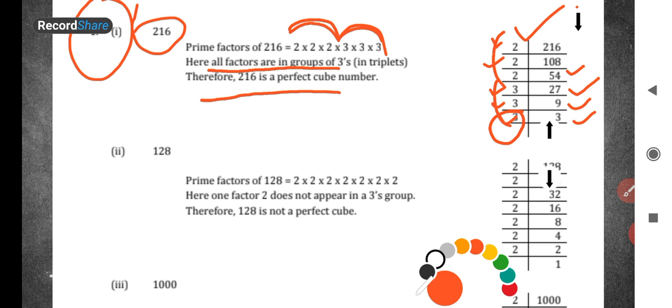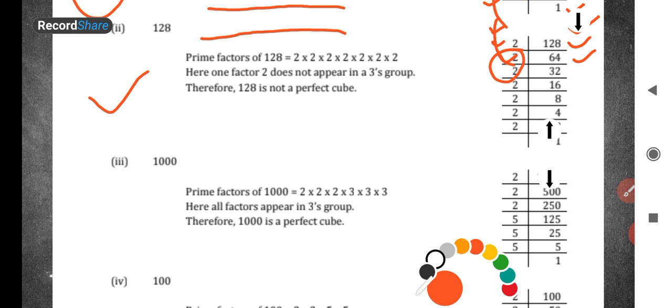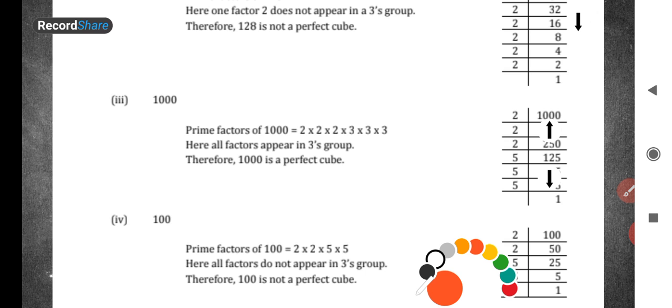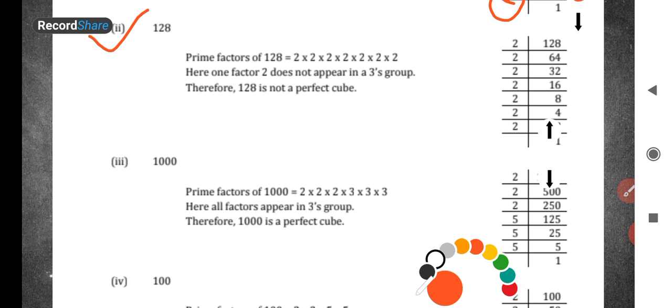Okay, now come to the next question. We will check whether 128 is a perfect cube or not. So 128 first is divisible by 2, isn't it? How many times? 64 times. Then again 2, 32 times. Then again 16, then again 8, then 4, then 2, then 1.